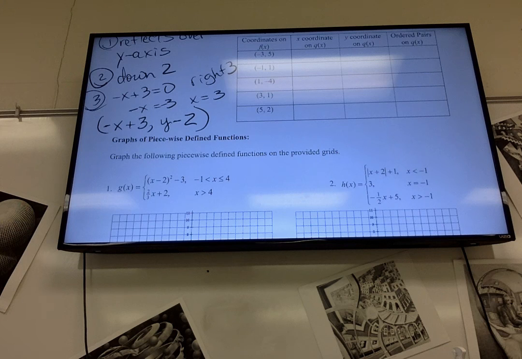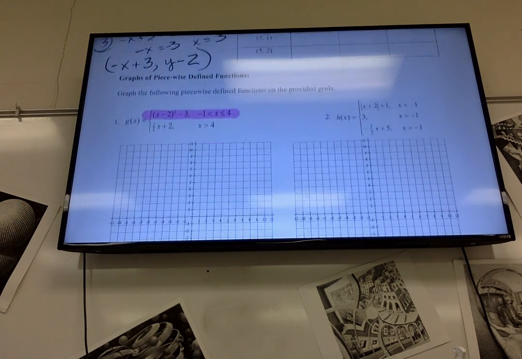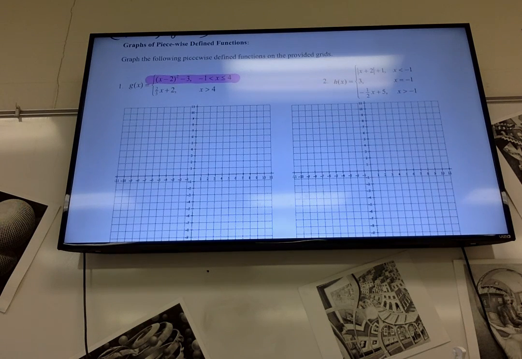Okay, so I'm going to start with this first one. I know that that's a quadratic because of that squared. So I know it's going to have some kind of u in it. But this part gives me a stopping and a starting point.